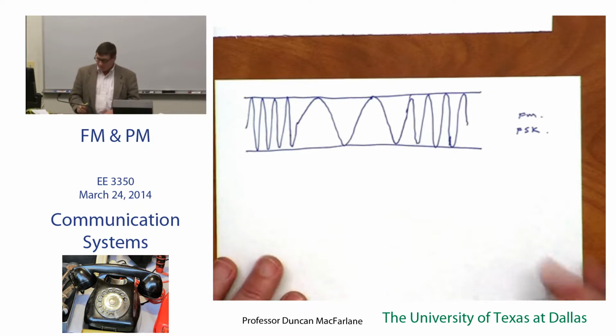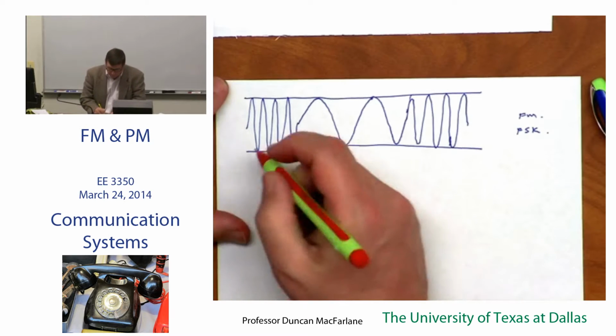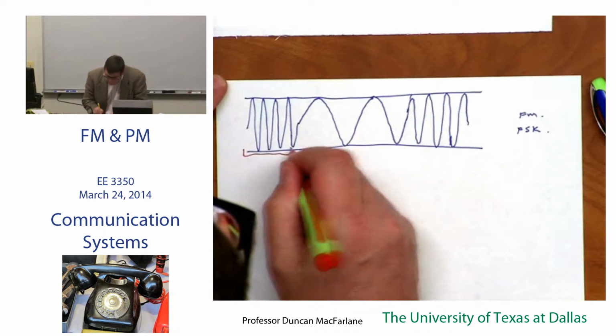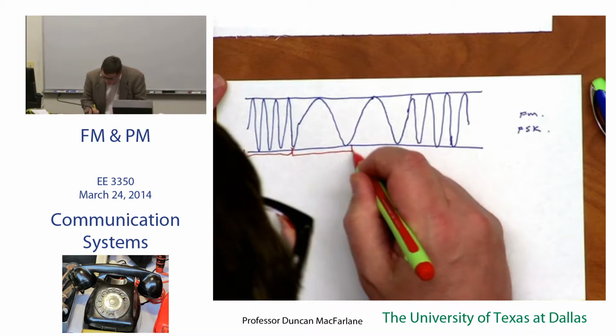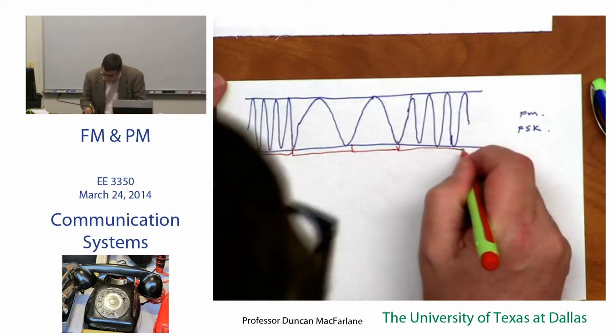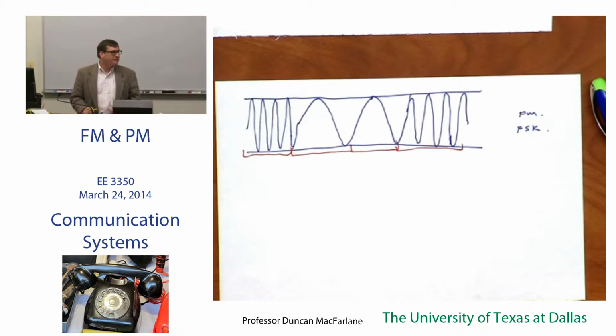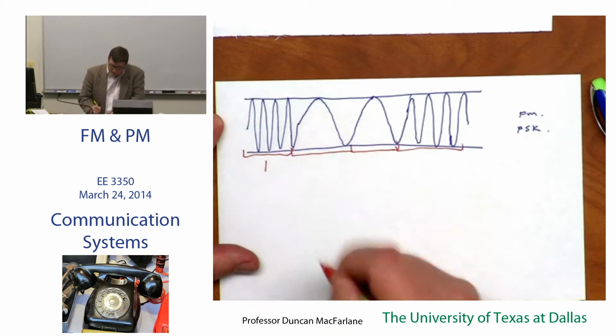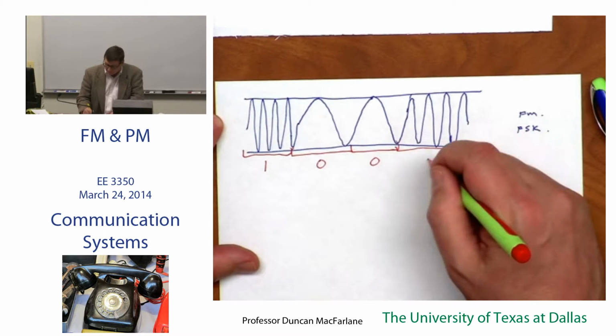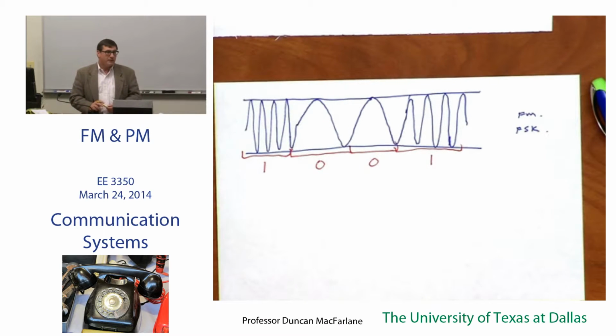Now, if I block this off, and I'll be more careful about this now, I'll block this off into time slots. And I'll argue that I'll send a 1, a 0, and a 1. And so I'm beginning to send you a message encoded by the frequency of the signal that I send. And this is frequency shift keying.